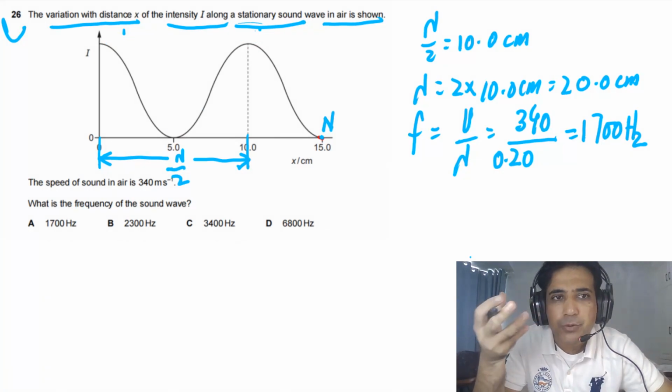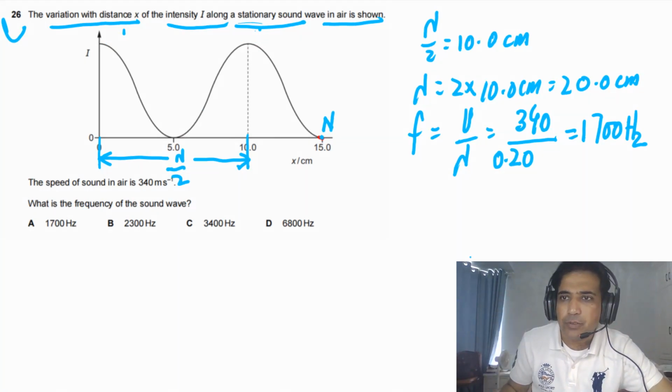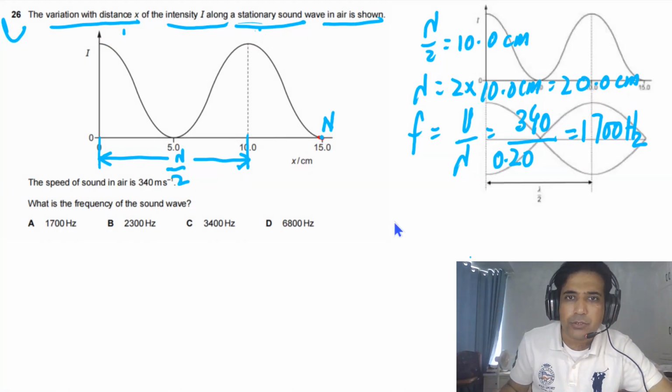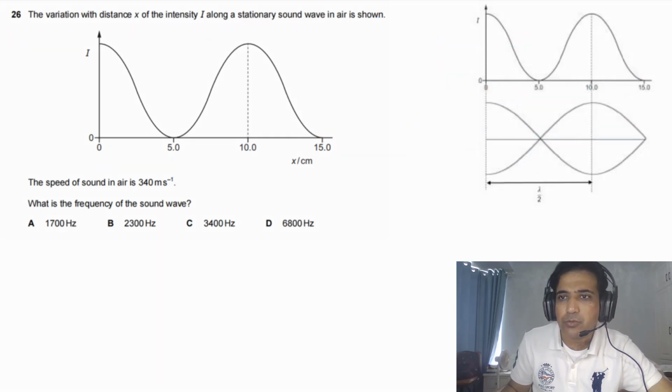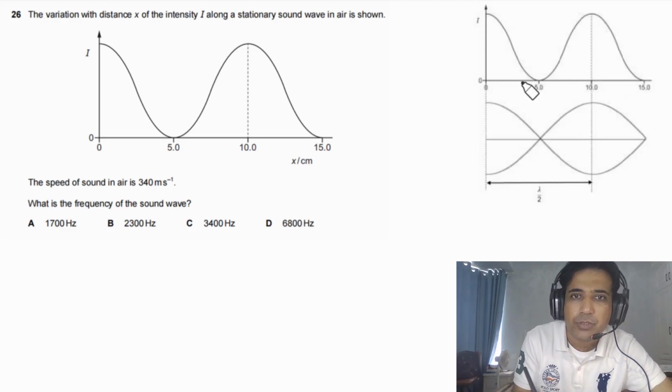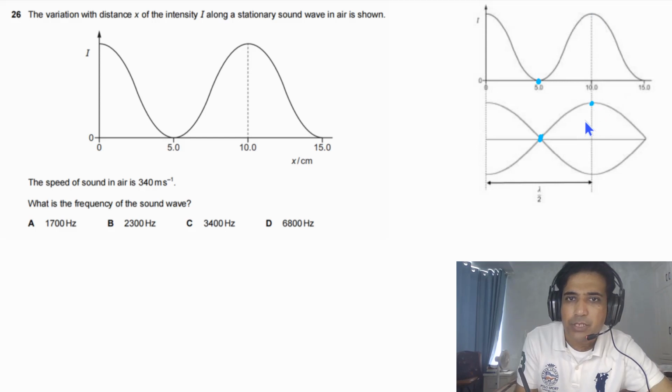Now let's try to visualize how the stationary wave will look like. If you draw the stationary wave, it should look like this. So you can also redraw. In this case, you can see this point is node, this point is also node, and here we have antinode. So this point is antinode. So you can also draw the stationary wave here, so you can see the clear picture of stationary wave.